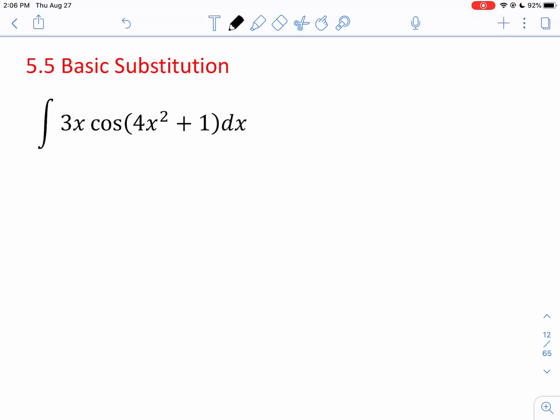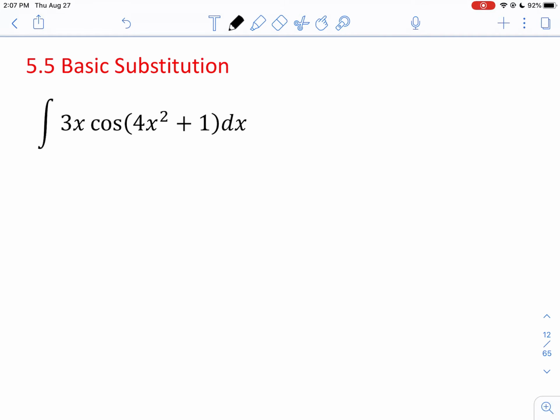I recognize that I have some sort of function of another function, in this case cosine of something. This is called a composition. You have a function plugged into another function. So there's a composition at play, which is precisely when the chain rule gets used, when you differentiate compositions. But now we're trying to anti-differentiate, and I can see there's some sort of composition in play here.